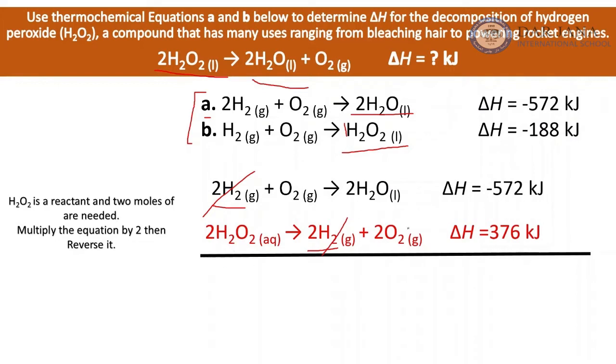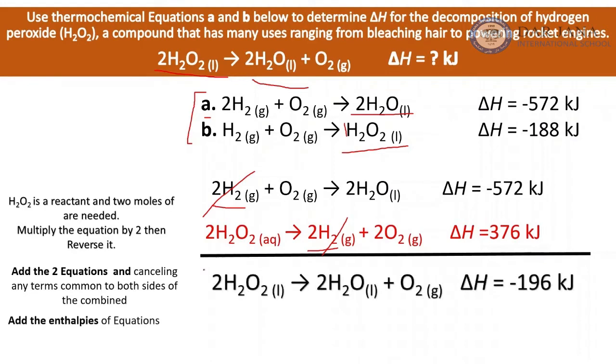H2O2, there's no other term in the product, so we keep it the same. H2O, water, keep it the same. O2, we have 1 on the left side, 1 on the right side. Here we have 1 mole, here we have 2 moles, so we just subtract them. The remainder will be 1 mole of O2. It's exactly the same as the desired equation. When we finish adding them up, we simply add delta H. The answer will be negative 196 kilojoules.